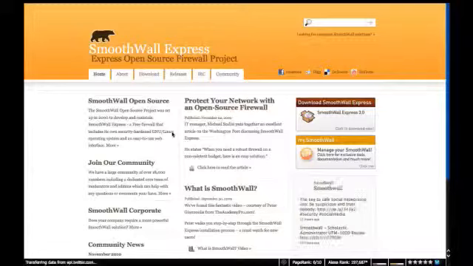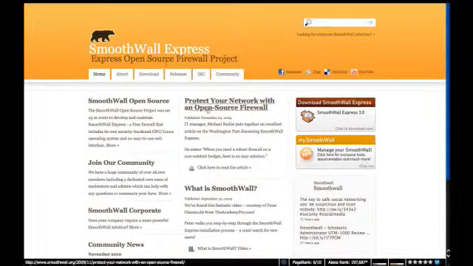And this is the one, to be honest, a lot of homegrown hackers were brought up on because they're comfortable with it. They know how to use it. And to be honest, it just works. The last one I'm going to talk about, I only had limited experience with, but I was honestly pretty happy with it. It's called Smooth Wall, the Express Open Source Firewall Project.